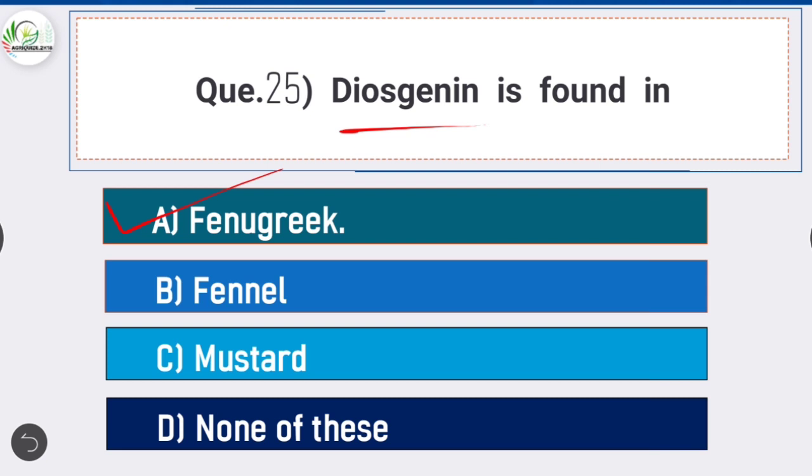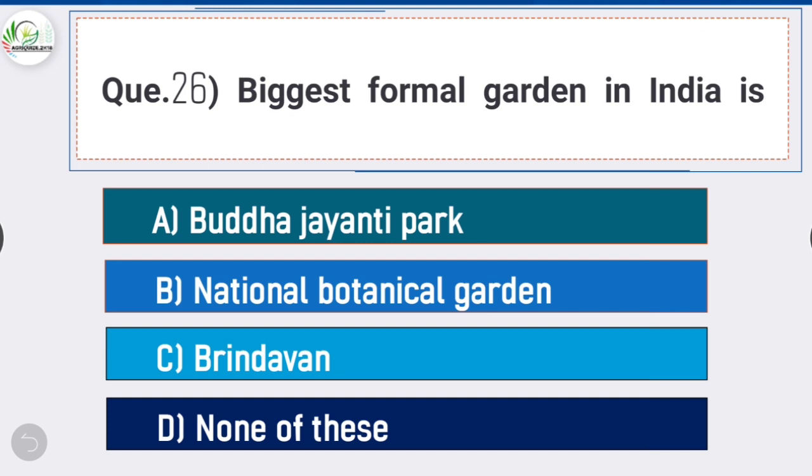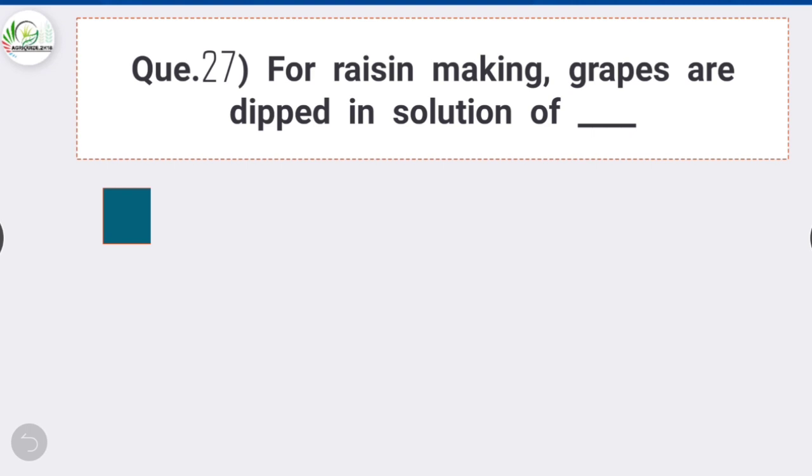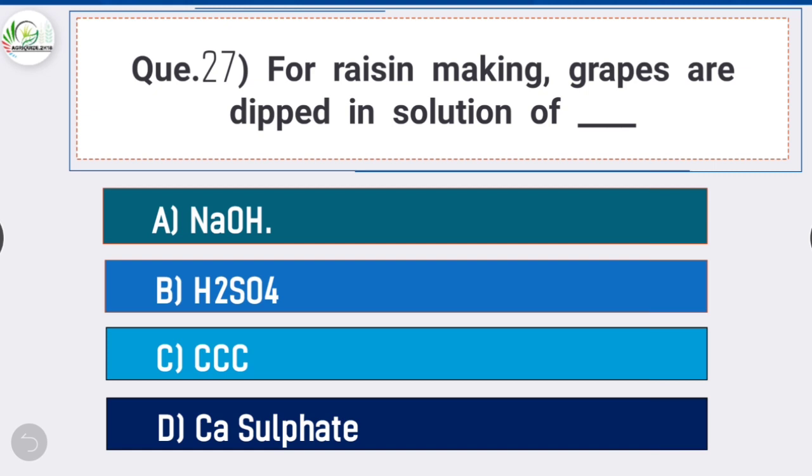Question number 26. Biggest formal garden in India is. Answer is option C, Brindavan garden. Biggest formal garden in India is Brindavan garden. Question number 27. For raisin making, grapes are dipped in a solution of. Answer is option A, sodium hydroxide. For raisin making, grapes are dipped in solution of sodium hydroxide.